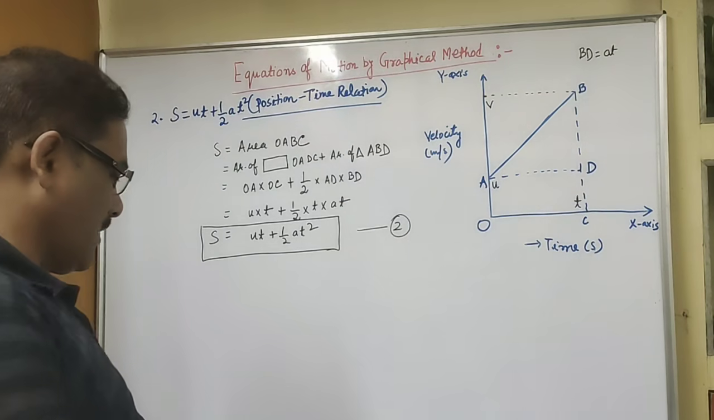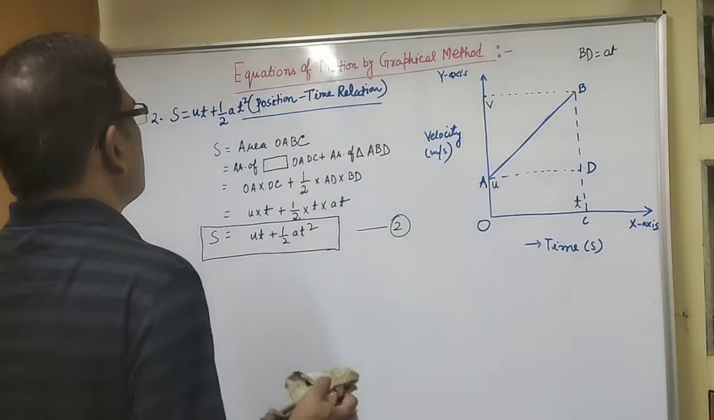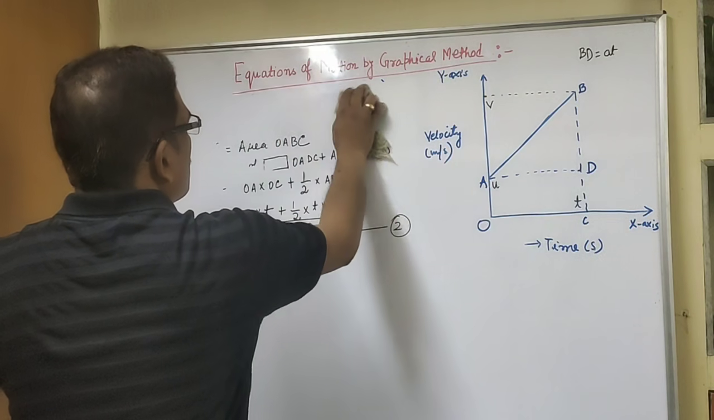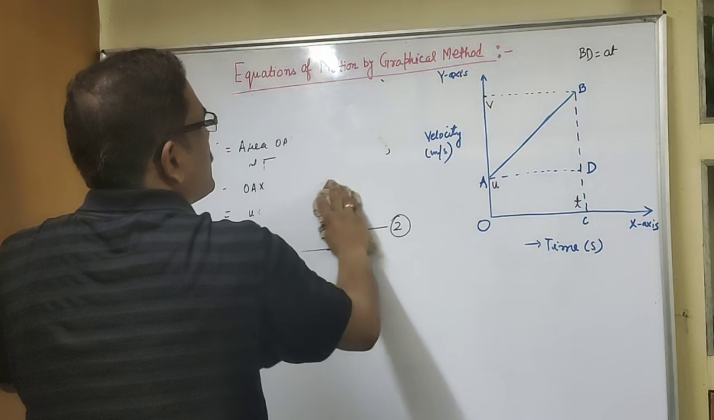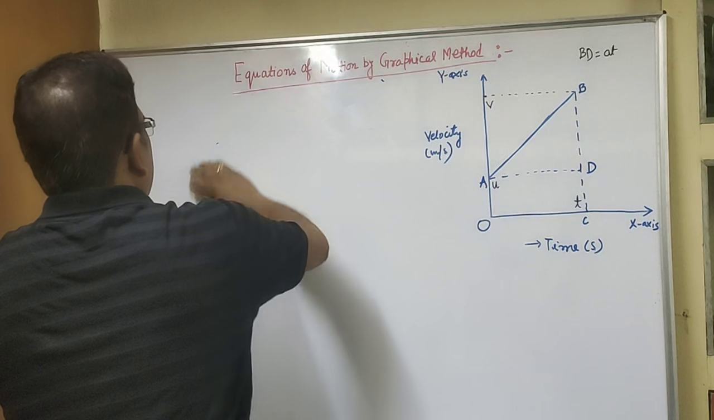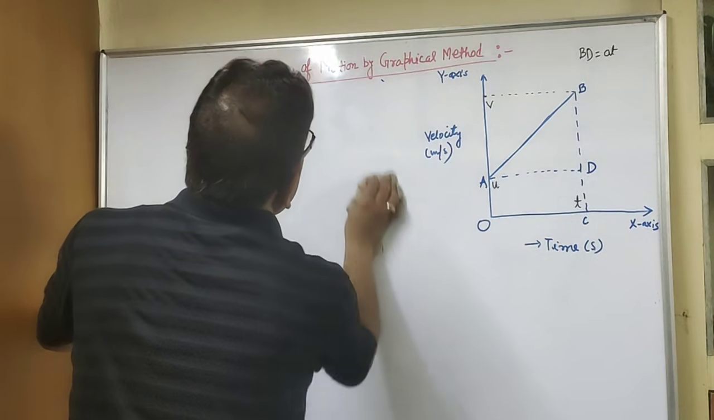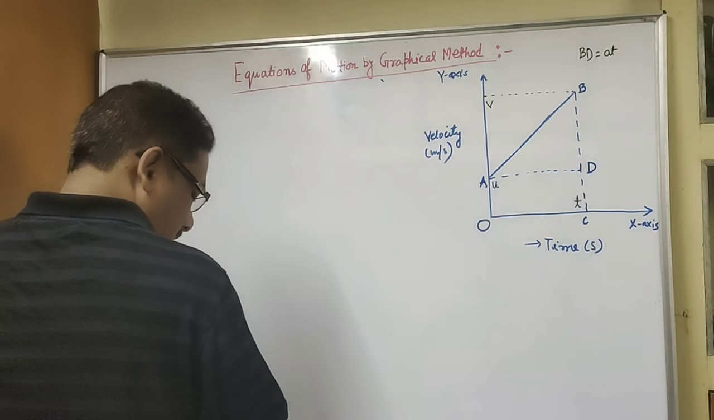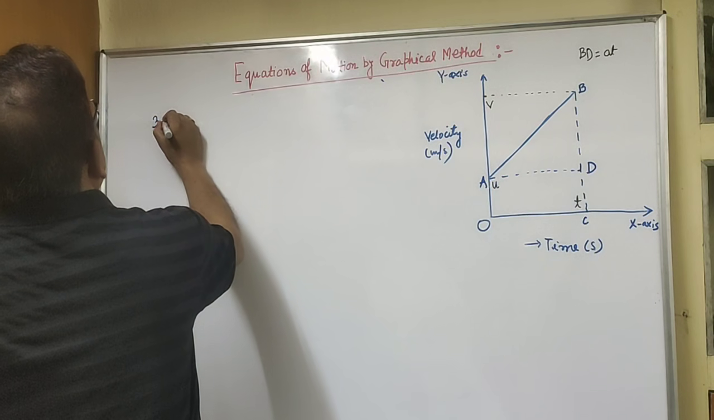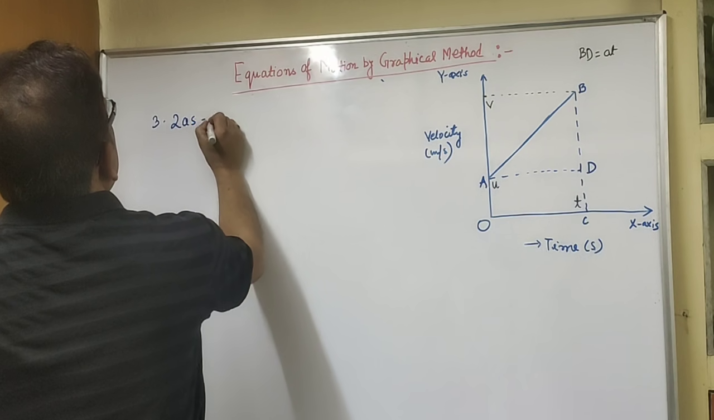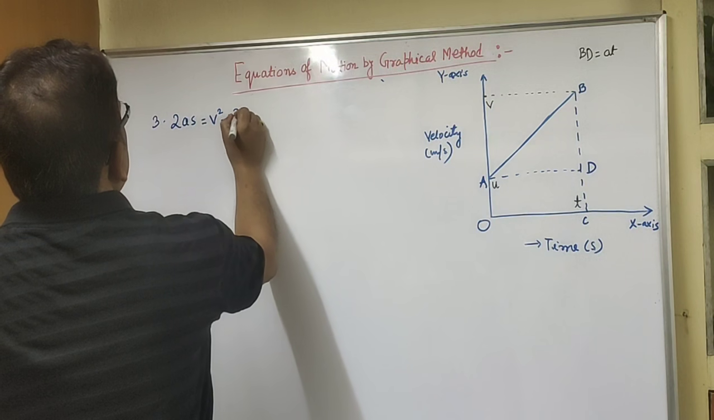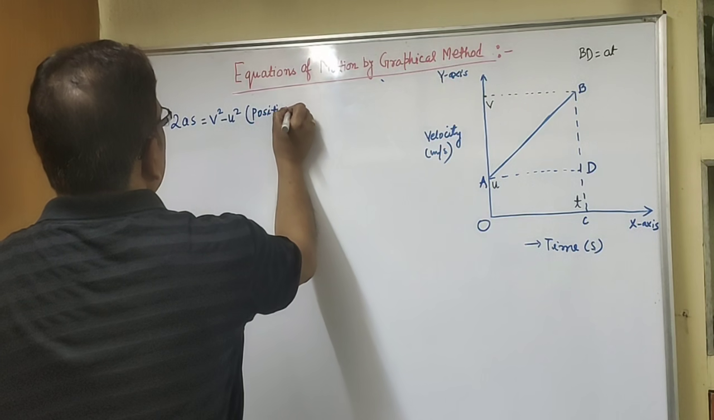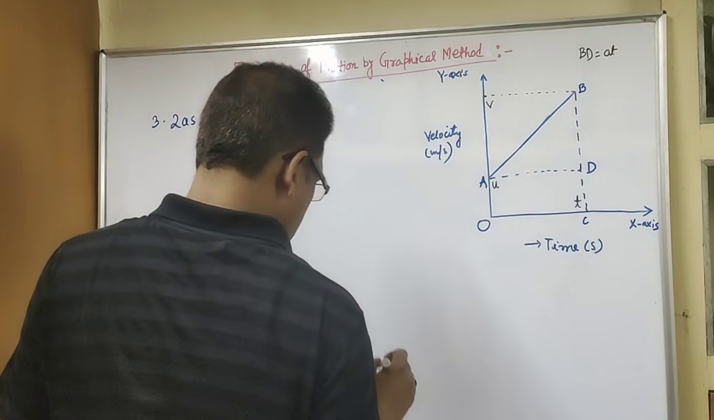Now we will derive the third equation. The third equation is position velocity relation. So that is 2as is equal to v square minus u square. This is the position velocity relation.